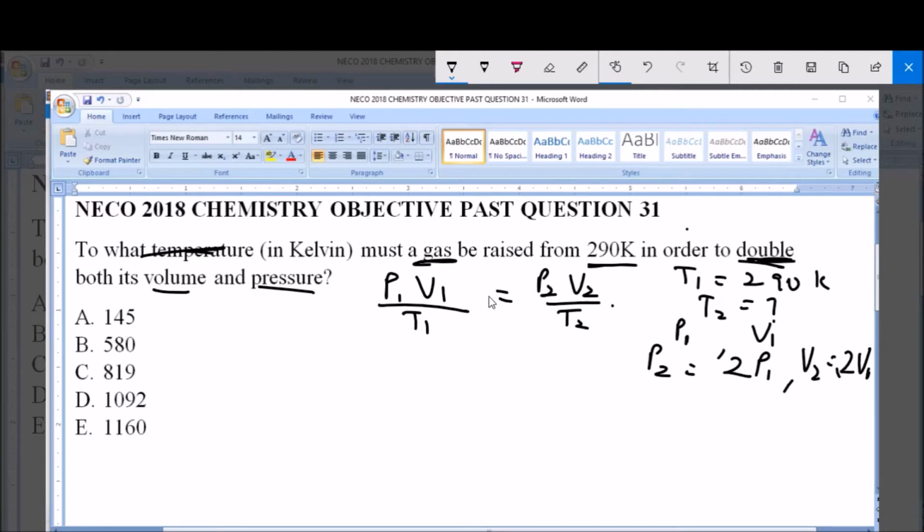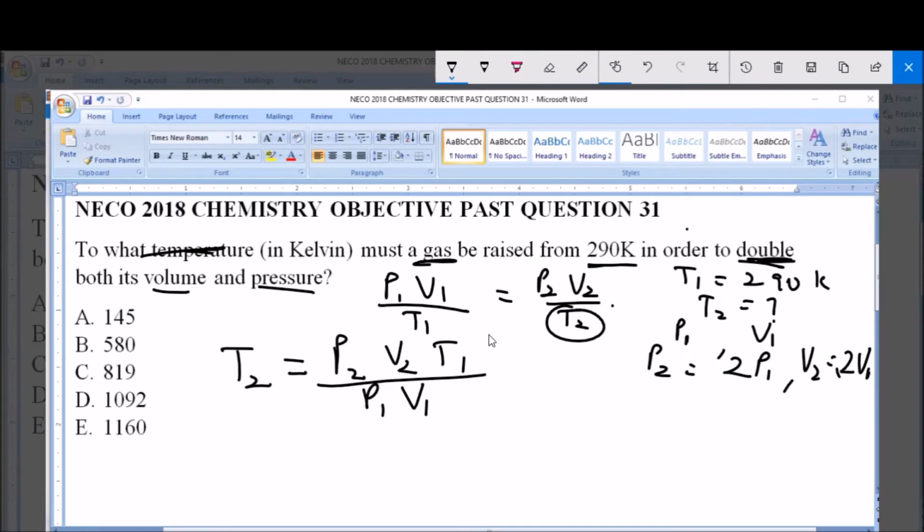So now, from this general gas equation, we are looking for our T2, and if you make T2 subject of formula, T2 will be equal to P2 times V2 times T1, all over P1 times V1. So this is the expression to get our final temperature.